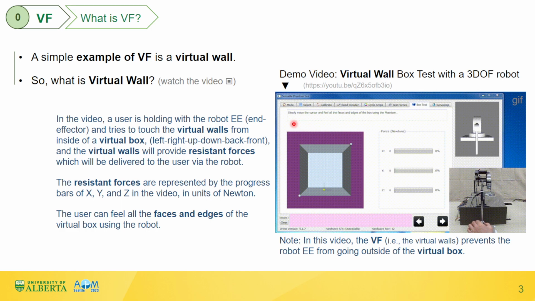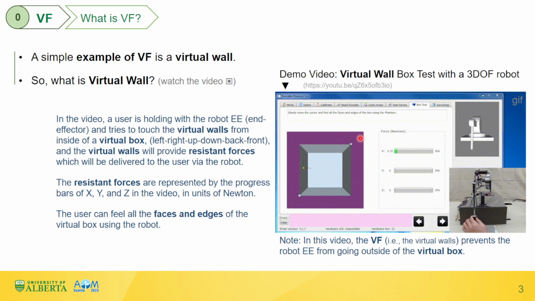As we can see in the video, there is a virtual box shown on the left-hand side while a user is operating a 3DOF robot on the right-hand side. The user is holding the robot end effector and tries to touch the virtual walls from inside of the virtual box: left, right, up, down, back, front. The virtual walls will provide resistant forces which will be delivered to the user via the robot. The resistant forces are represented by the progress bars of X, Y, and Z in the video, in units of Newton. The user can feel all the faces and edges of the virtual box using the robot.